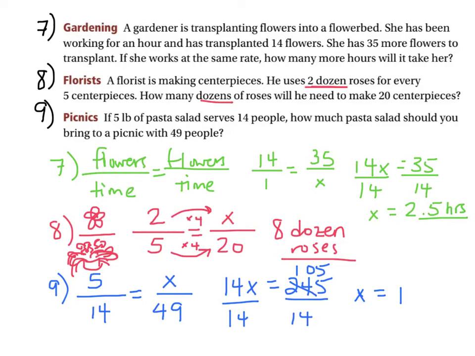That's 7 times, with 7 left over. So 17 and 7/14, or 17 and 1/2 pounds of pasta salad. I think I might have to make pasta salad for dinner tonight after making this video, because I am super hungry.